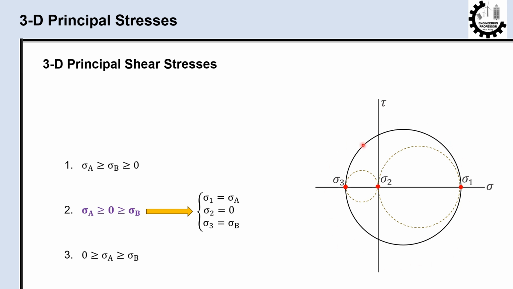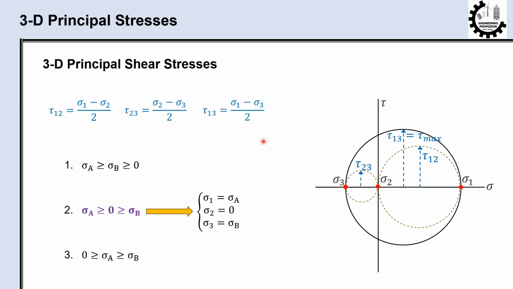Going through all circles, we can determine their radii as tau 1,2, tau 2,3, and tau 1,3. Clearly, tau 1,3 is the maximum principal shear stress associated with the largest circle. Unlike case 1, in this case, tau A and tau B give us the three-dimensional maximum and minimum principal shear stresses.